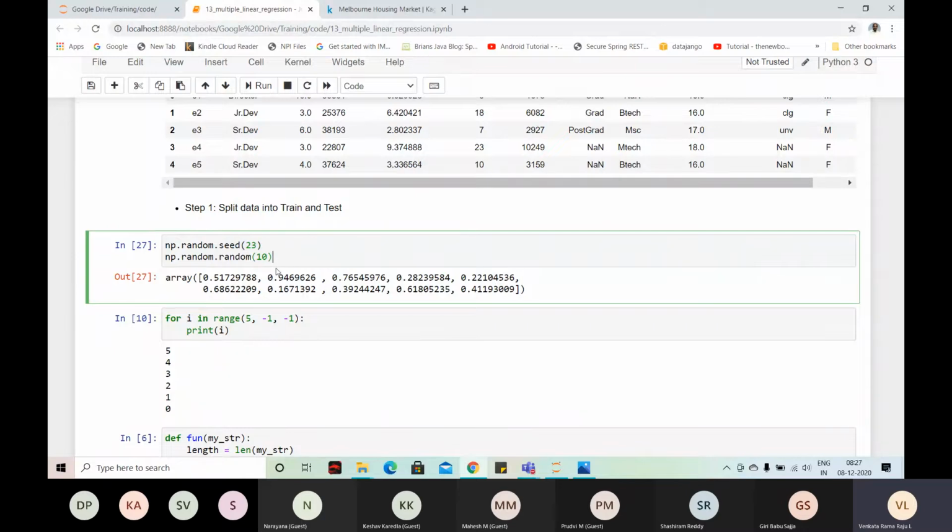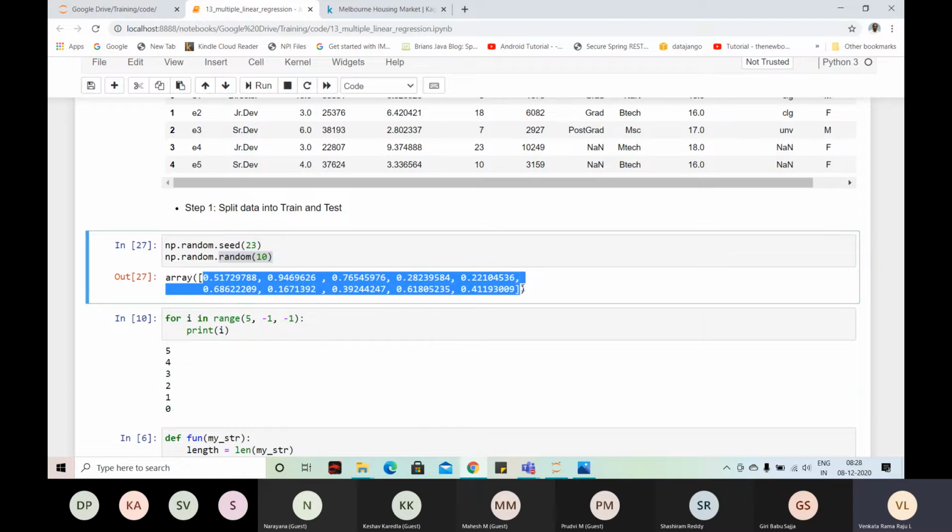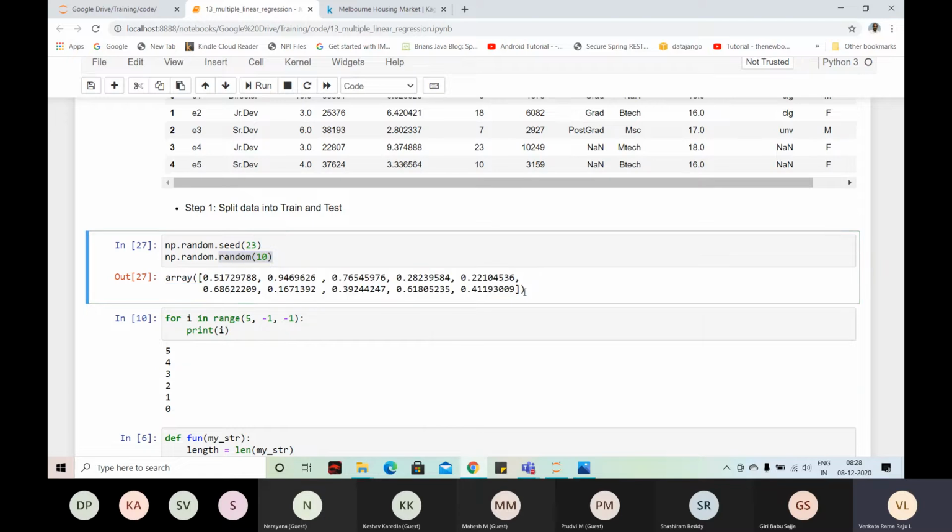What is the seed? Generally, this random method will have some formula to generate a random number. Using that, it will generate these numbers. If I ask you to write a program to generate random numbers, what will you do?